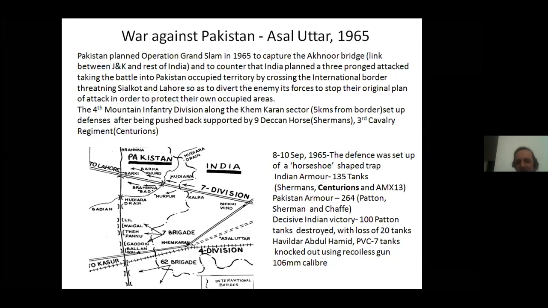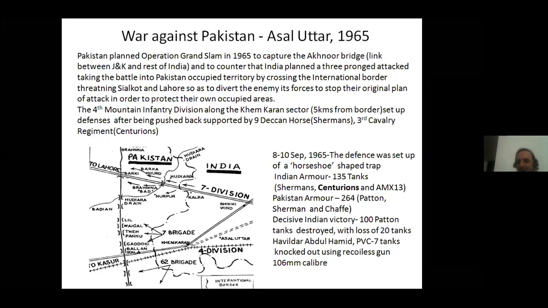And in one of them, the 4th Mountain Infantry Division is sent down to go into Pakistan, infiltrate and engage the enemy there. The idea is that with these attacks, Pakistan can divert their attention from Akhnoor. They should divert their forces there because you can't let them capture the bridge. So this is the idea there.